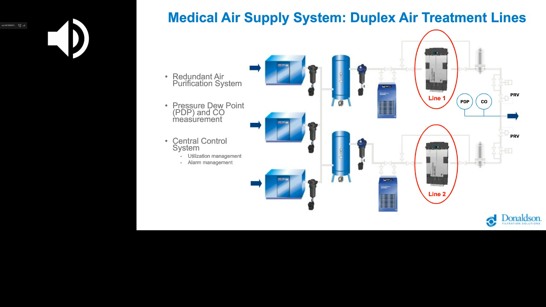But the most important thing it also does is control and alarm management. So there's a monitoring of these contaminations, like the pressure dew point, for instance, or the CO. And in case of an alarm, let's say on the top purification line, it immediately switches over to the second line. And then the first line, in the meantime, can be serviced, or somebody can look if something else is going wrong in the system.